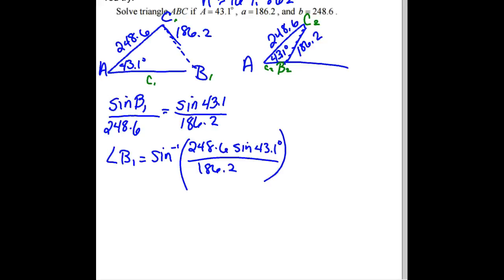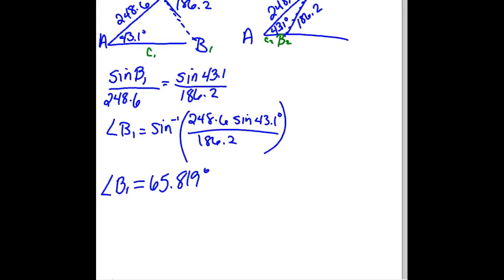What are we getting? Anybody? 65 point. Okay. We good with that? All right. Now, some people like to find angle B2 right away on the other triangle. Some people like to finish the first triangle before they move to the second. Doesn't matter to me. Do you have a preference? Finish the first one. Okay.